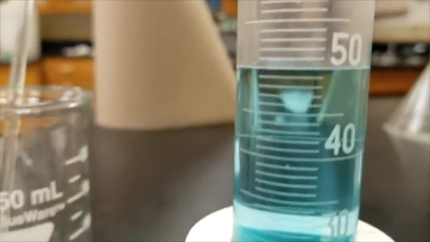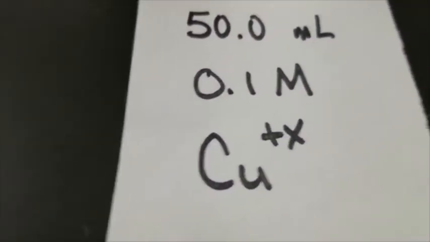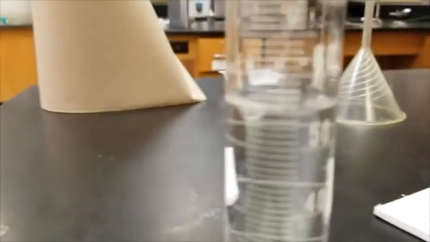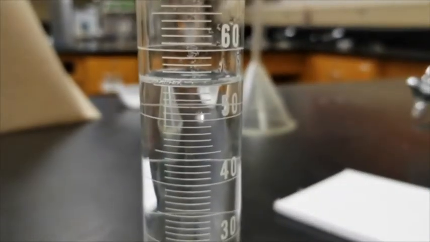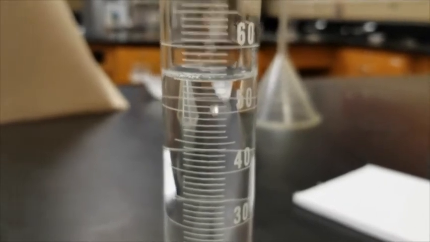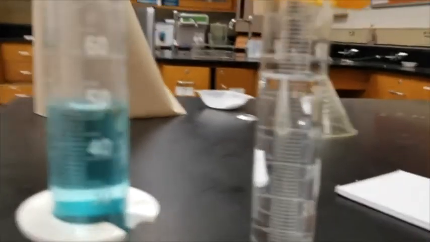So we have now done our measuring. I have gone through and I have gotten us right at 50 milliliters of 0.1 molarity of our unknown copper solution. And then I went ahead and got some excess of the 0.1 molarity of the carbonate. I didn't want to go too crazy, so I made it about 55 or so, if you can see that there. So this guy here, I have excess. I've got too much of him to make sure that all of this guy here reacts with each other.